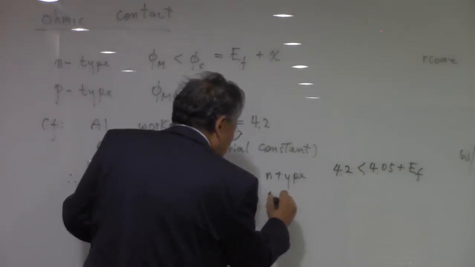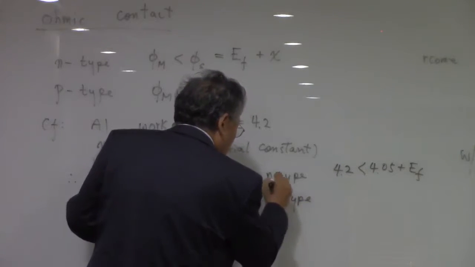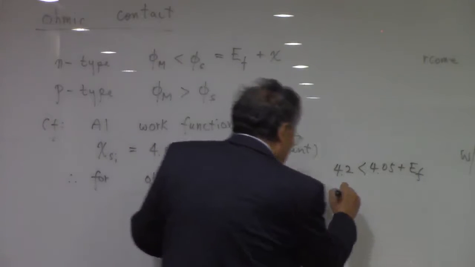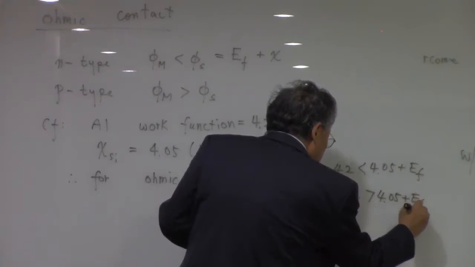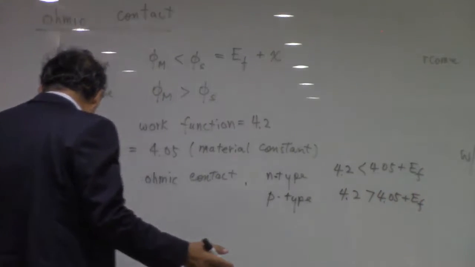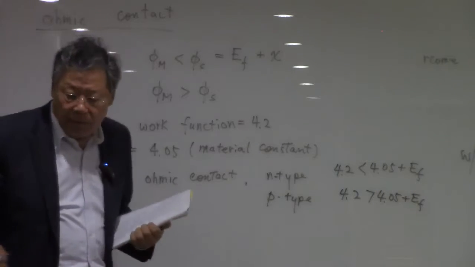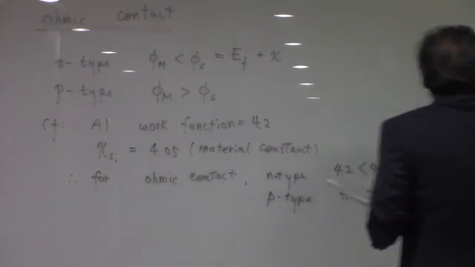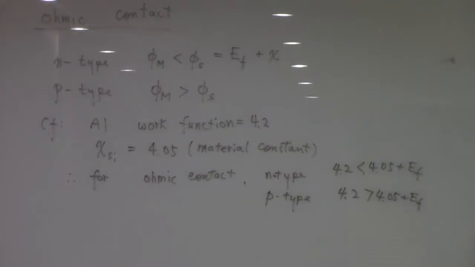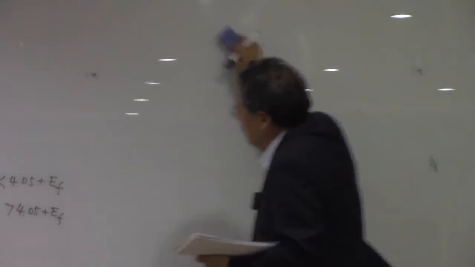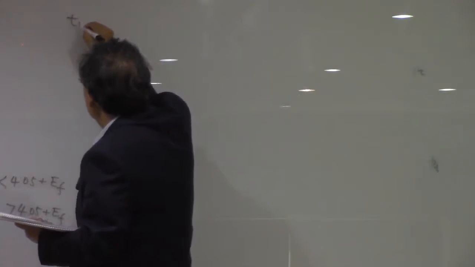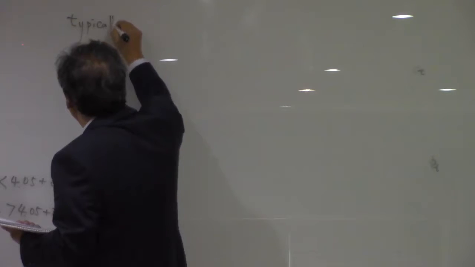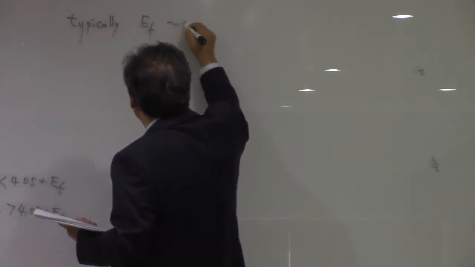For p-type, okay, this 4.2 should be larger than 4.05 plus the Fermi energy. Simple, all right? And typically, for the semiconductors, this Fermi energy is about 0.5, okay? Typically, the Fermi energy is about 0.5 volts.